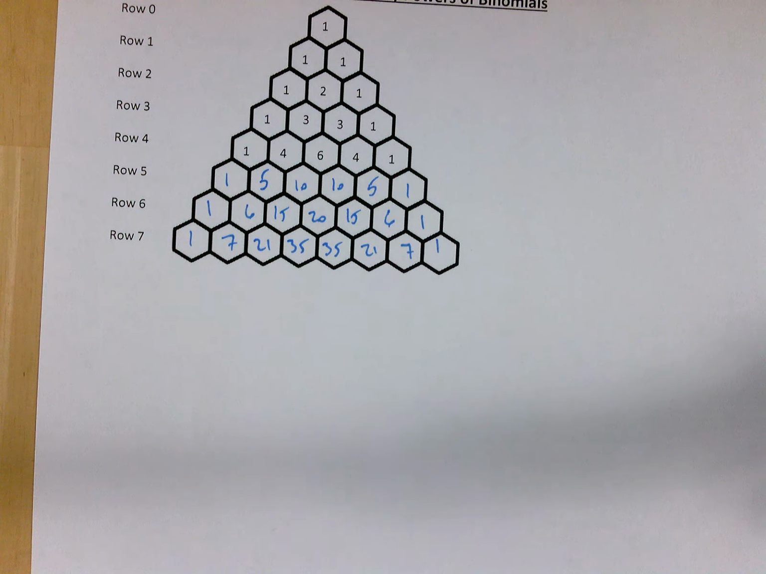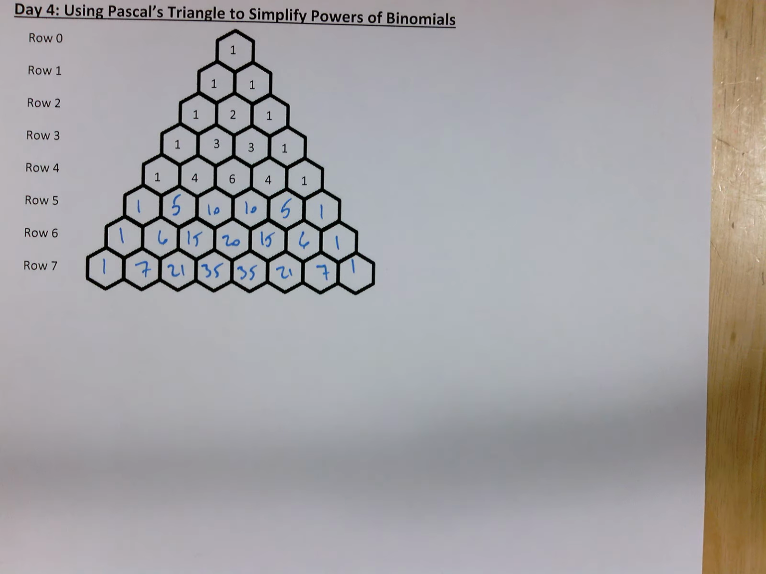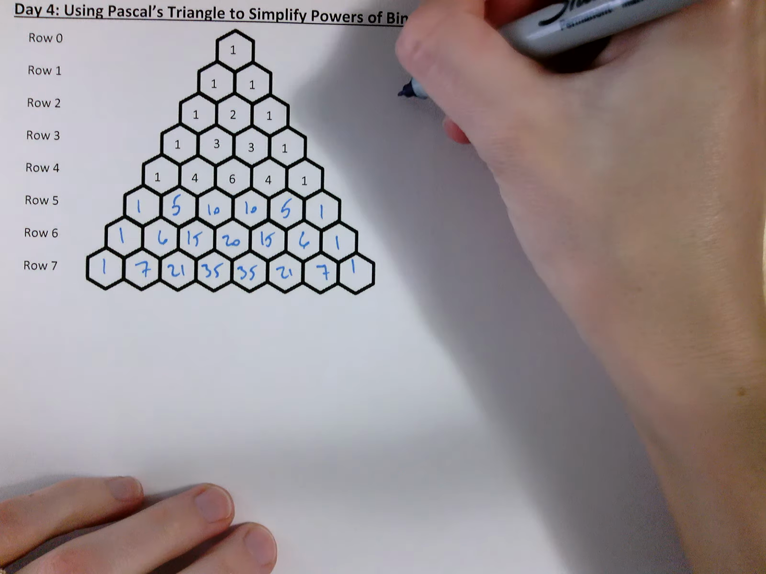All right, great. So we've got Pascal's triangle. So the first thing you're going to need to be able to do is build Pascal's triangle. Okay, so make sure you know how to do that. But what we are going to use this for, like I said, is to expand our binomials, okay? So we're going to start by looking at just a generic one.